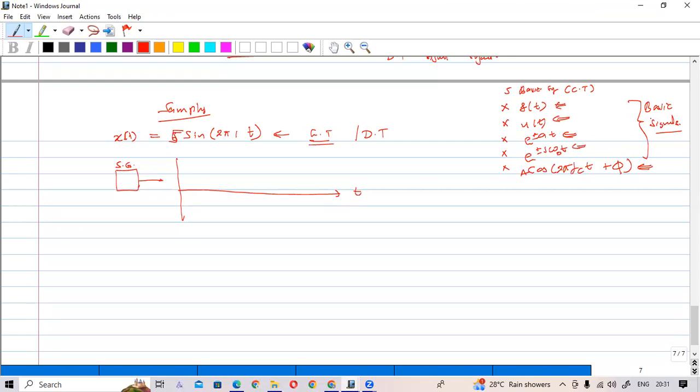Because using this signal, you can construct other signals also. Any arbitrary signal can be decomposed into these basic signals, okay? These are somewhat like building blocks of the signals.